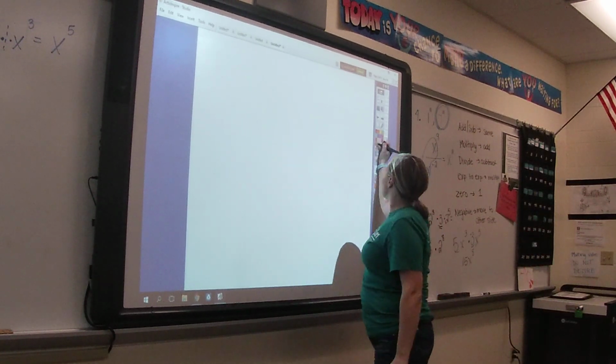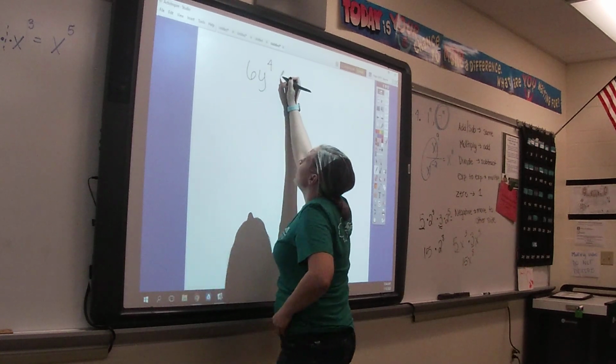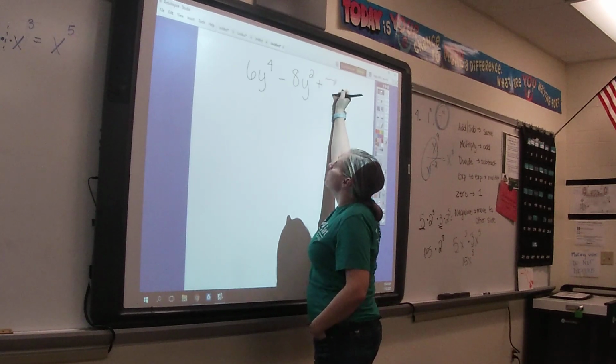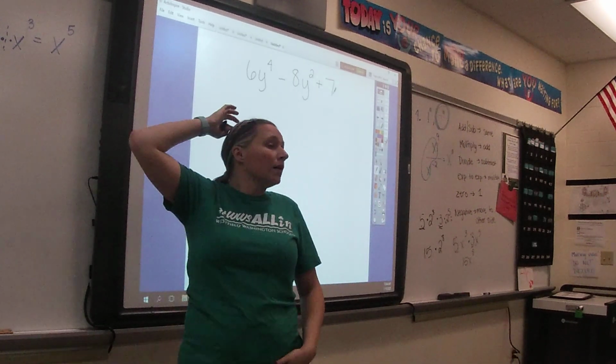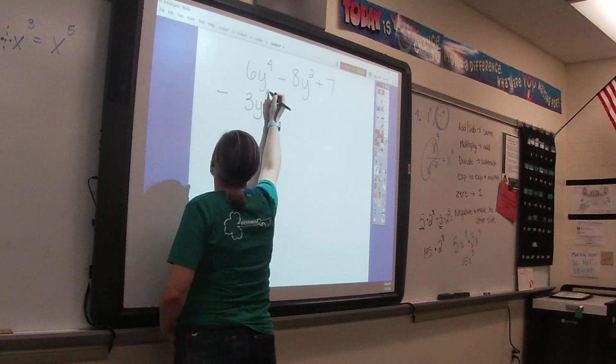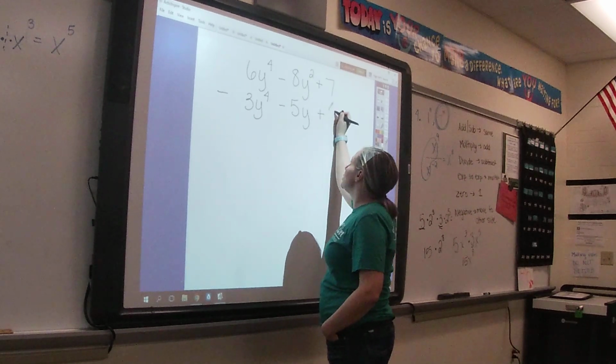So let's look at another one. 6y to the 4th minus 8y squared plus 7. And we are going to subtract 3y to the 4th minus 5y plus 2.